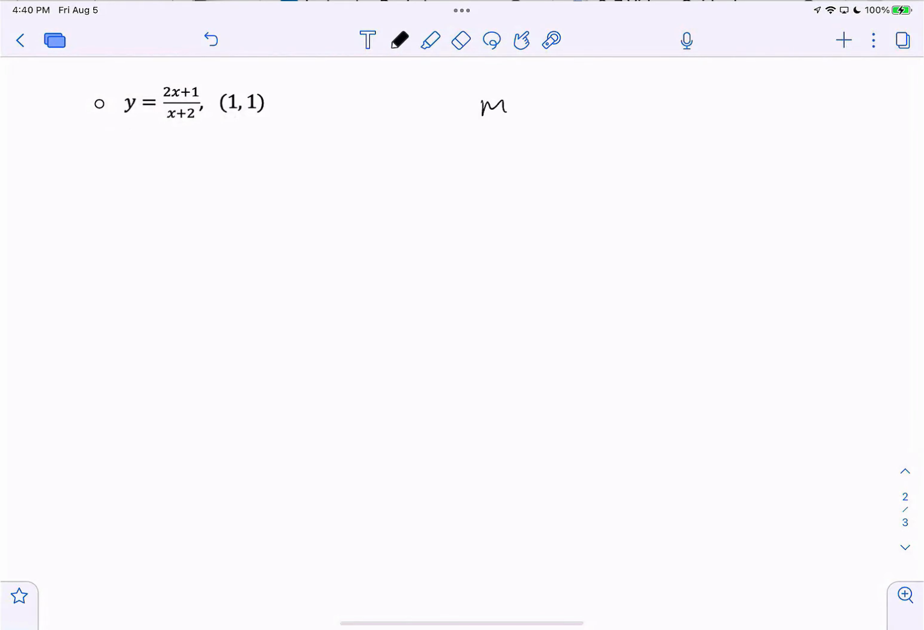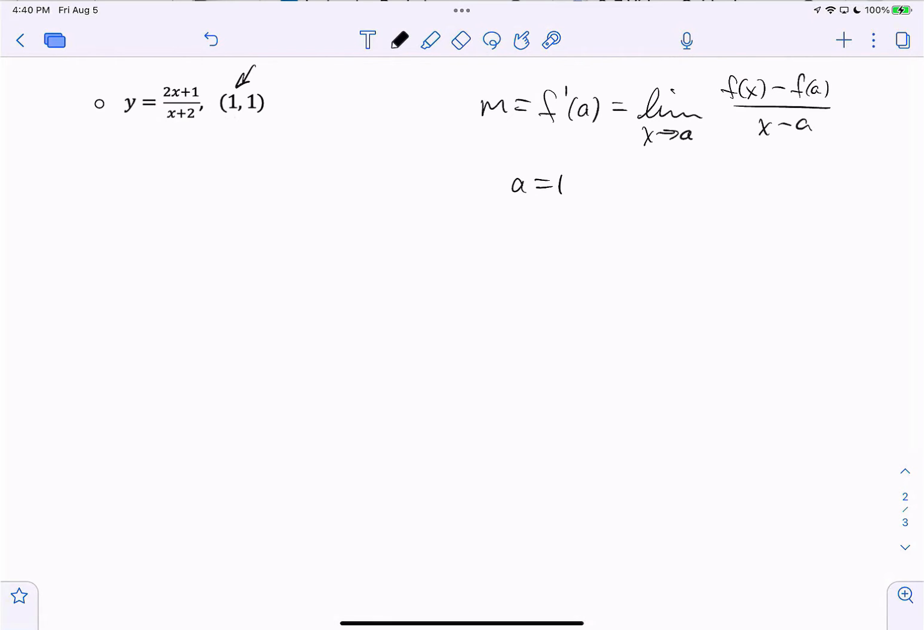This time I'd like to use as the slope the form of the derivative that involves x and a. So the limit as x approaches a of (f(x) - f(a))/(x - a). And we'll note here that a is equal to 1 for the x coordinate of the point that we're given, and f(a), or f(1), is also equal to 1 from the y coordinate of the point that we were given.